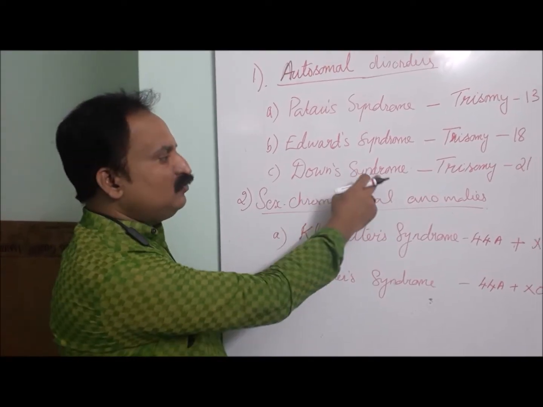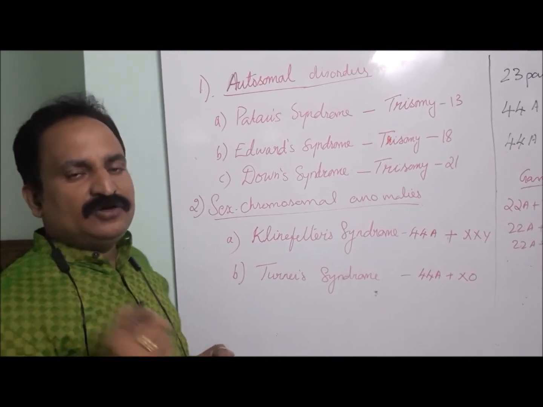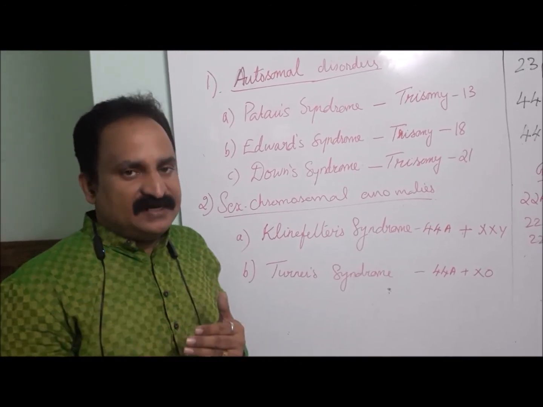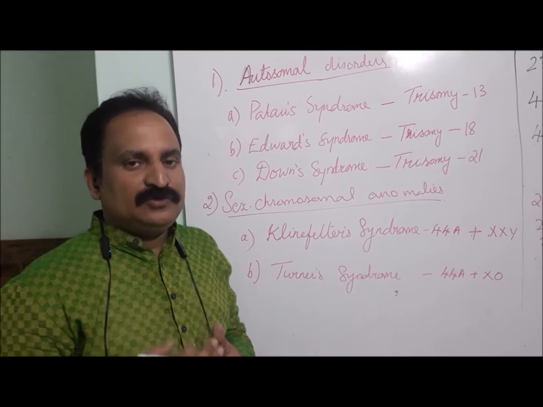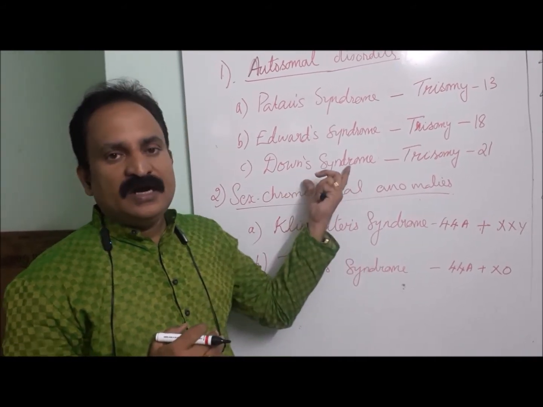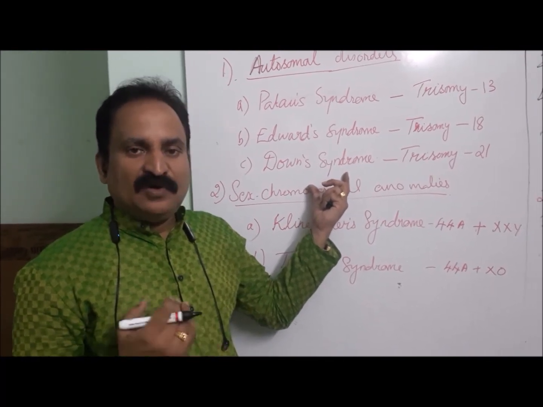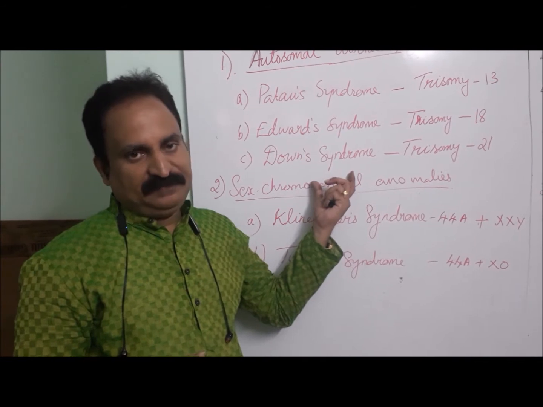Next is Down syndrome, trisomy 21. Here the 21st chromosome is 3 in number instead of 2. That may lead to a condition called Down syndrome, or otherwise Mongolism or Mongoloid idiocy.